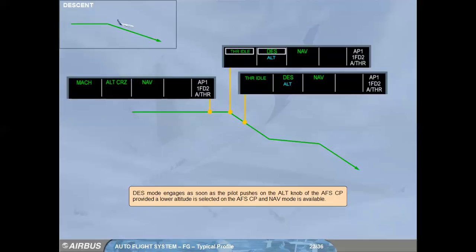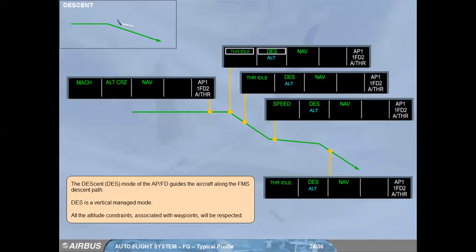Descent mode engages as soon as the pilot pushes on the ALT knob of the auto flight system control panel, provided a lower altitude is selected on the auto flight system control panel, and NAV mode is available. Descent mode of the autopilot and flight director guides the aircraft along the FMS descent path. Descent is a vertical managed mode. All the altitude constraints associated with waypoints will be respected.